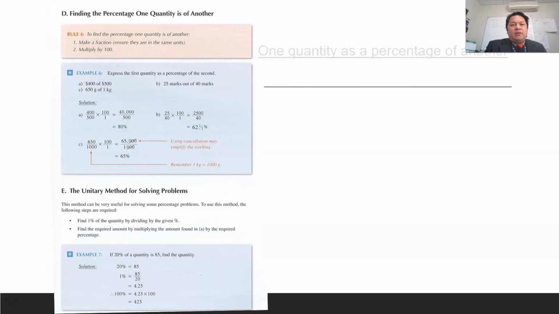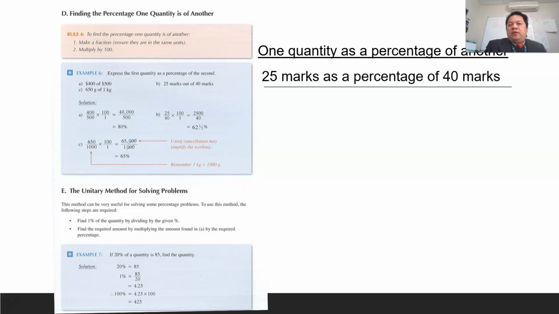Okay, next part. How do you find one quantity as a percentage of another? This is again quite straightforward. You have done this before. Find in terms of percentage, 25 marks out of 40 marks. So it's 25 out of 40 times 100%. You simplify further, you divide by 20. So you get 2 and 5 here. So 25 times 5 is 125 out of 2. So 125 divided by 2 is 62.5%. So if a person gets a score of 25 out of 40, it's actually 62.5%.